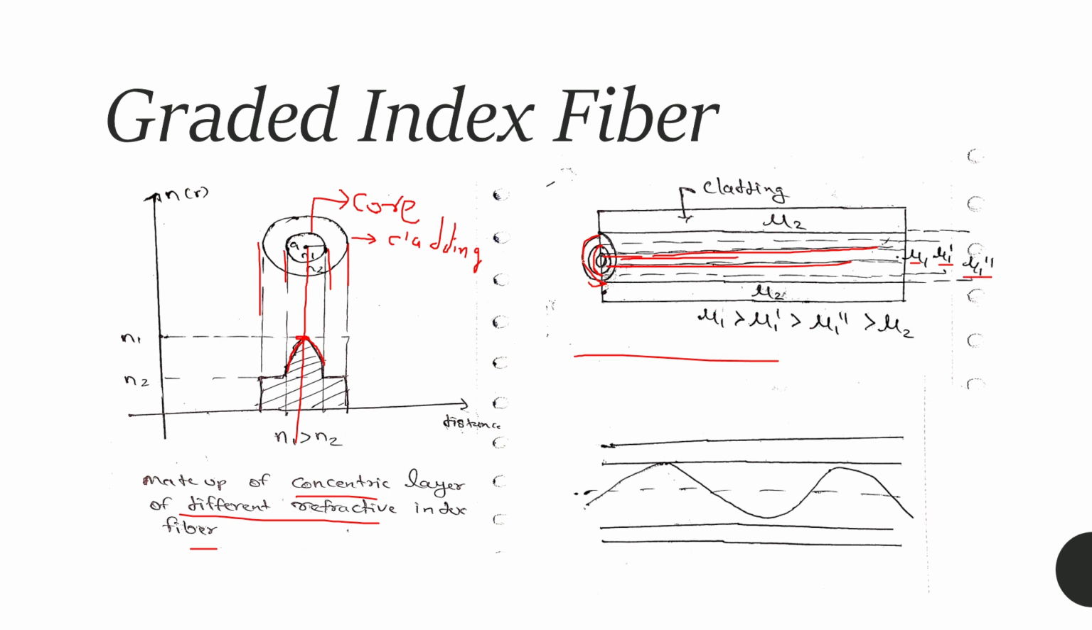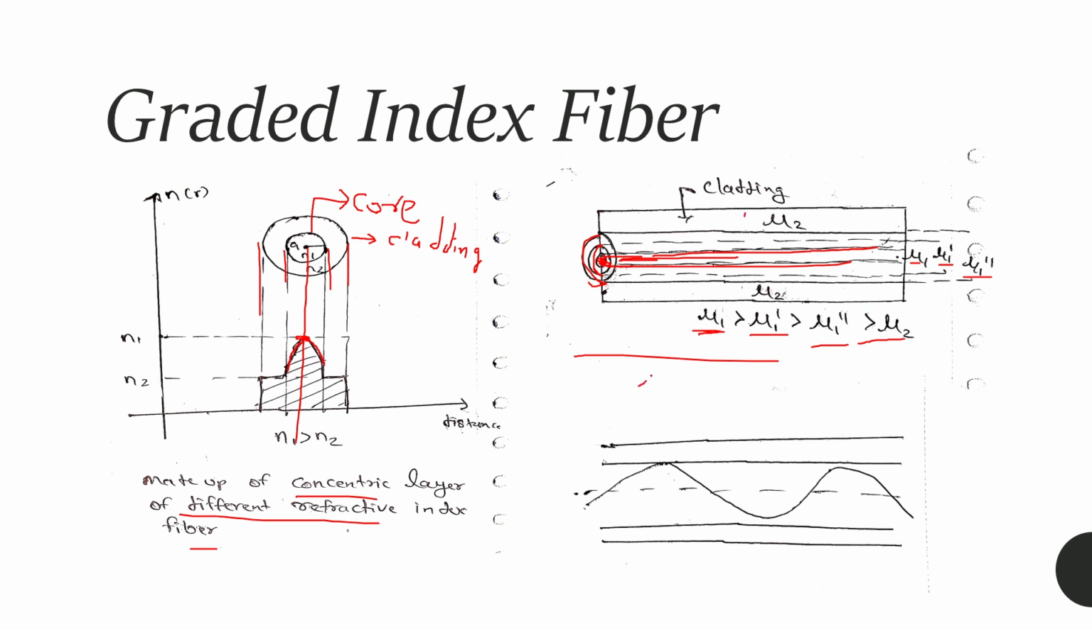As you can see in this diagram, the axis of the core has the higher refractive index. I am showing you, this is the axis, so it will have the higher refractive index. So mu1 is greater than mu1 dash because it is decreasing as we move toward the perimeter. Mu1 dash is greater than mu1 double dash, and mu1 double dash is greater than mu2. Mu2 is the cladding.